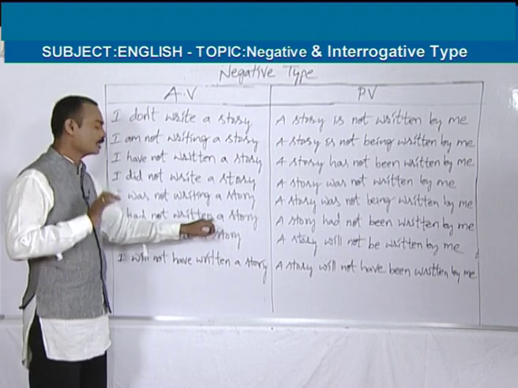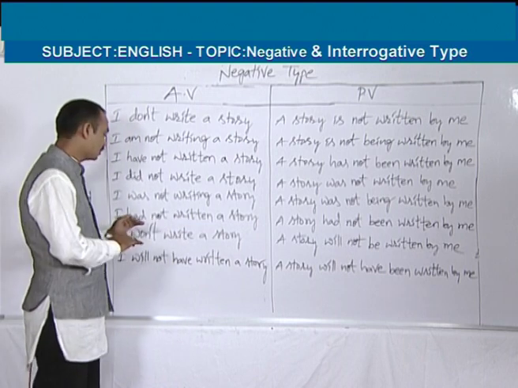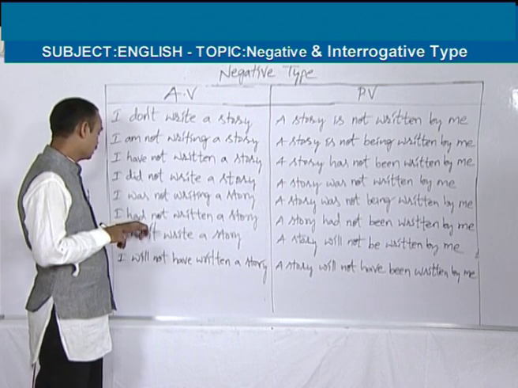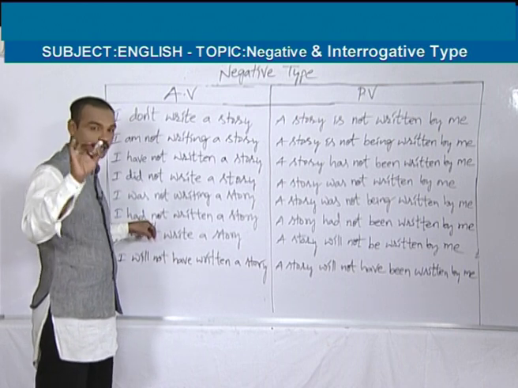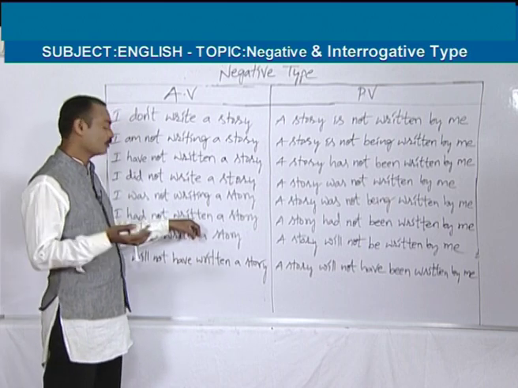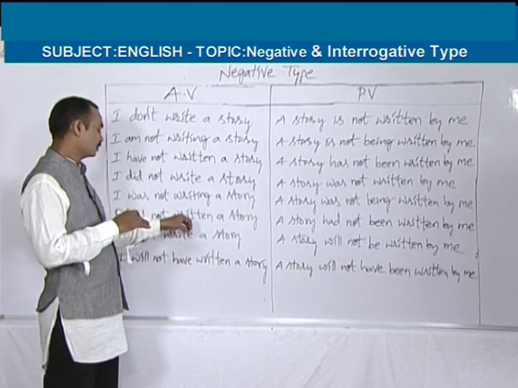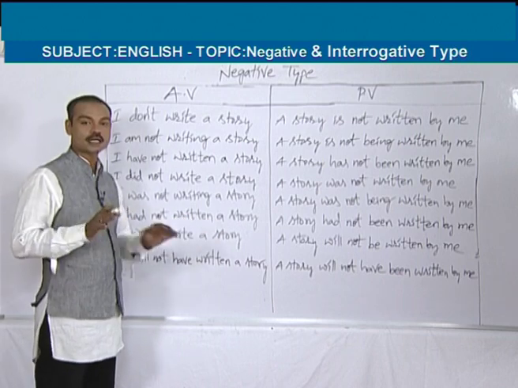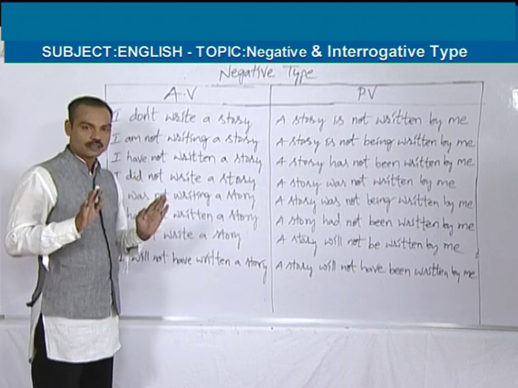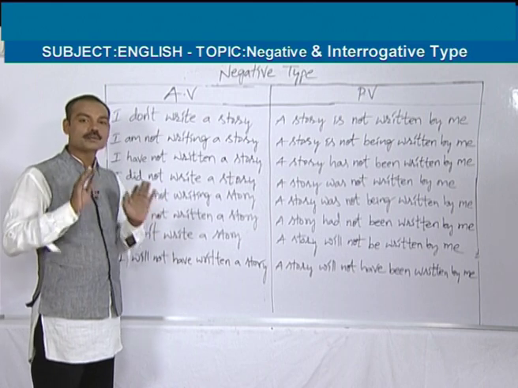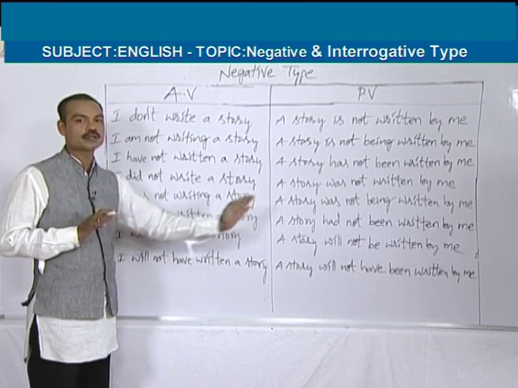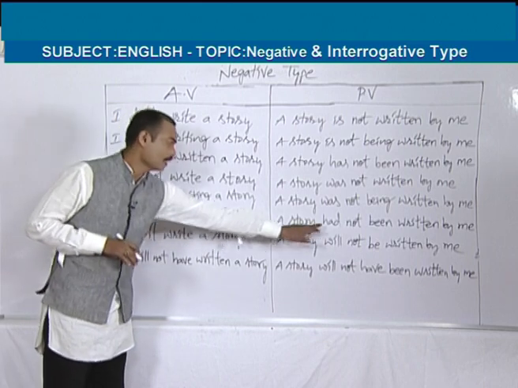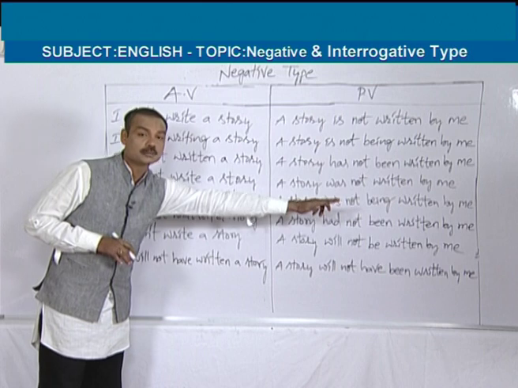I had not written a story. How can you find out this is a sentence of past perfect tense? See, had. Whenever you find had and the main verb is in the third form, that sentence is from past perfect tense. I had not written a story. Okay, it is a negative sentence of past perfect tense. Now we are going to change this into passive voice. A story had not been written by me.